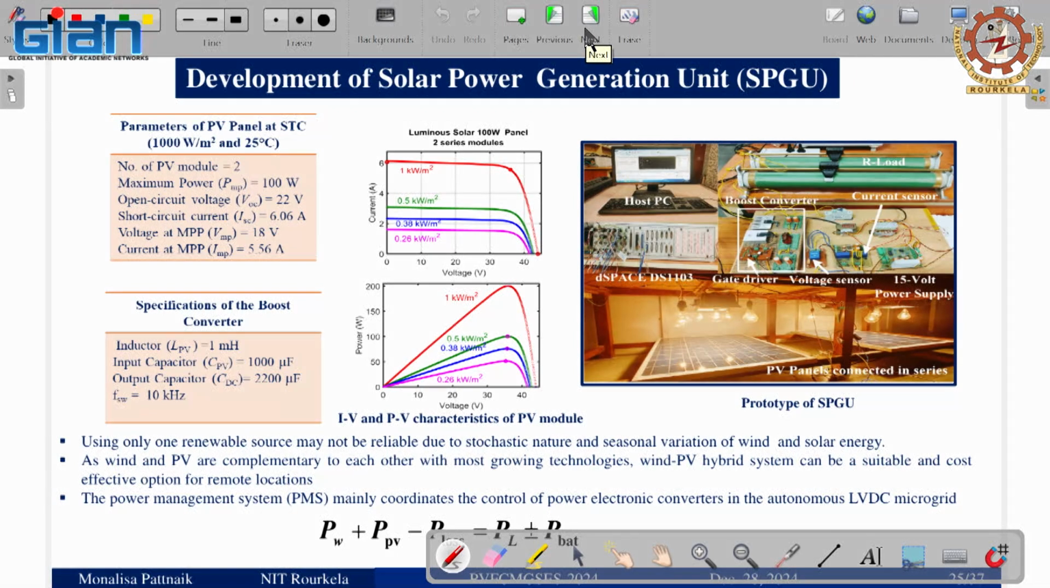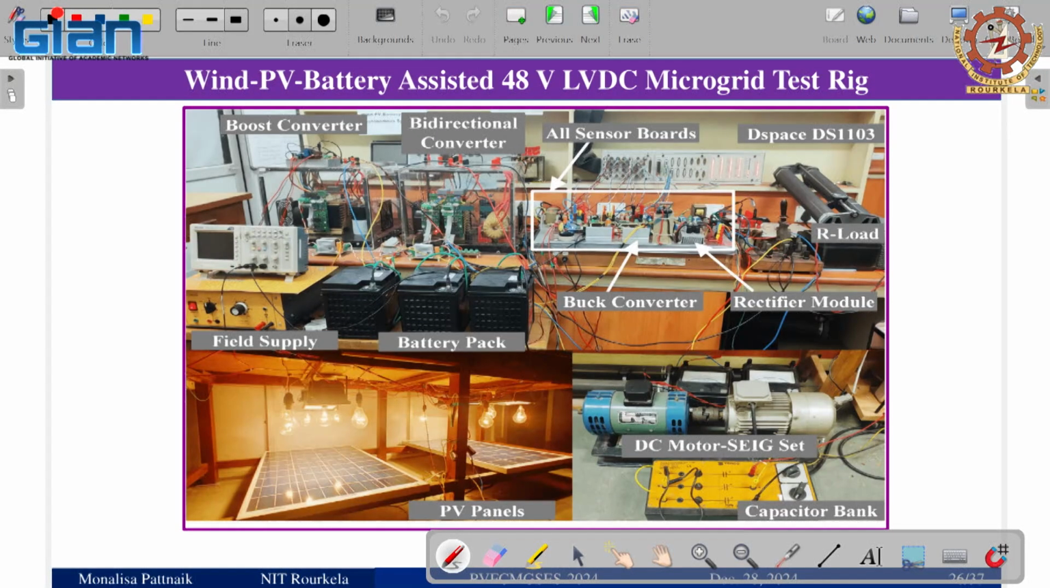After developing this, this is the complete system, PV with wind and the battery. Here we used 36 volts till now, and after that we replaced it with 24 volts. This is the buck converter, and this is the rectifier of the wind. It is the same system, and we have added this PV system here. In the lab, on the last day, you can see all these systems are available.